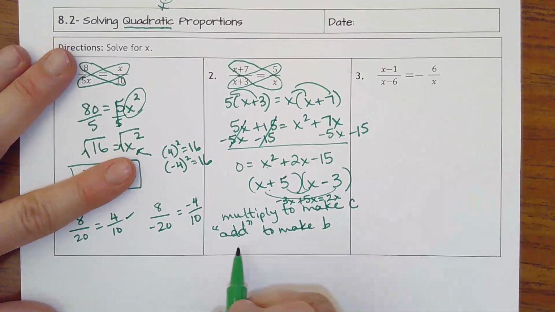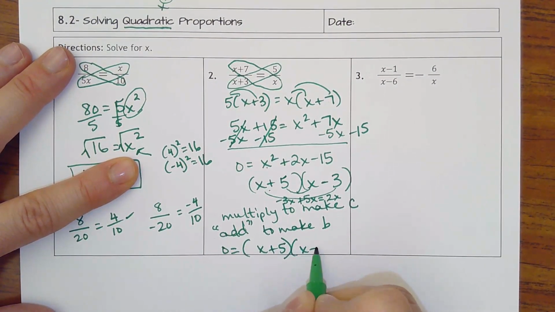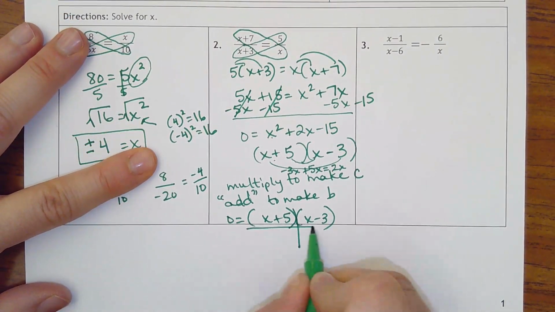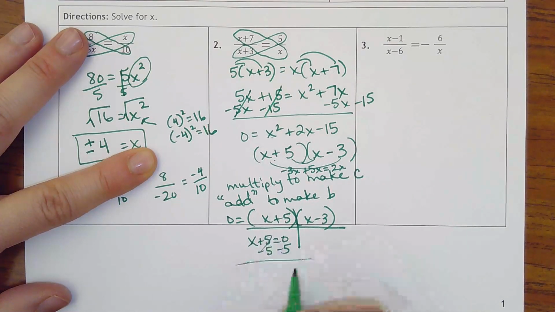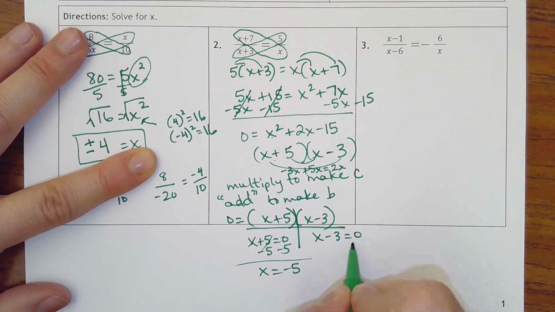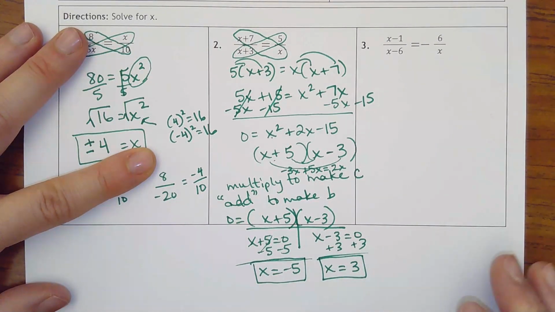But now how do you use that to get the answers? Well, once you factor, it's super simple. You're going to set each factor equal to 0 and solve. So this says, what number plus 5 would make 0? That would be just the opposite, negative 5. What number minus 3 would make 0? Just going to add 3, so you'd get the opposite of 3. And both of those should work. I'm not going to check them. I'll tell you that they do.